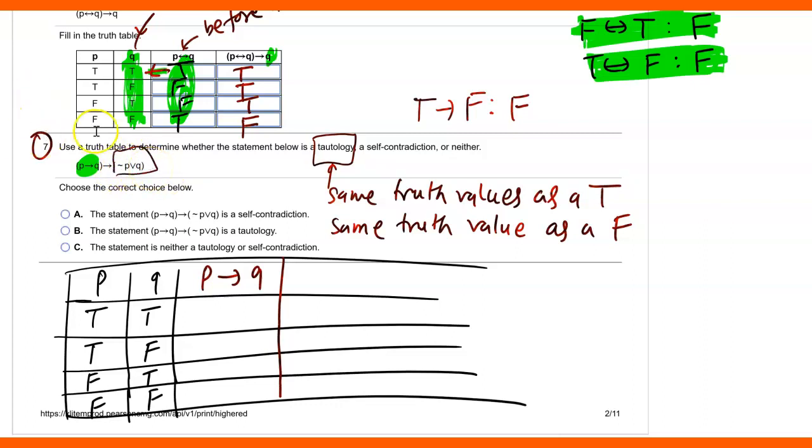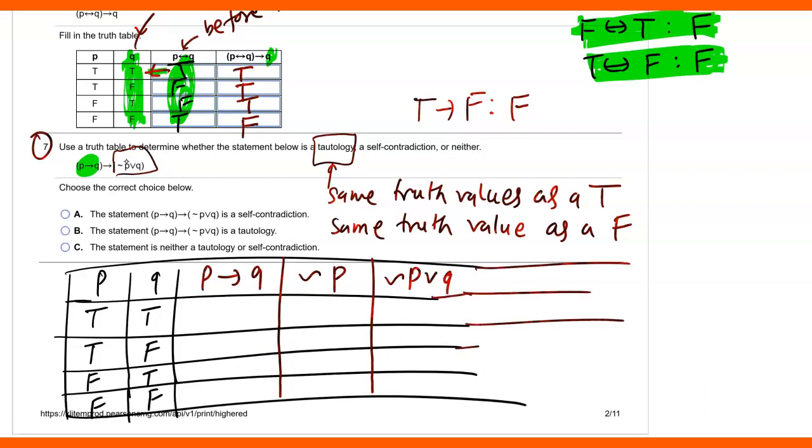This one. But I need not P truth value first because I have a not P here. Therefore, I'm writing not P column here. If I have a not P, I can find not P or Q. That's the statement after arrow. Notice that this is the statement before arrow, this is the statement after arrow.